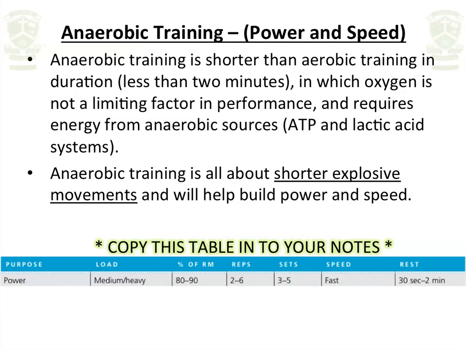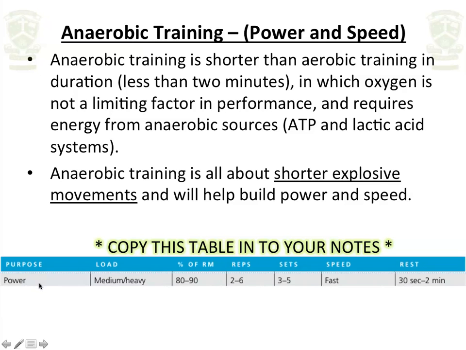So moving on, obviously the duration is going to be a lot shorter than aerobic training, because when we're training anaerobically, we're training at very high intensity. As you know from your work with the energy systems, we can't sustain high intensity work for long periods of time. So that's why that is less. So we're looking at shorter explosive movements that are building power and speed. And obviously power comes from the speed of movement.